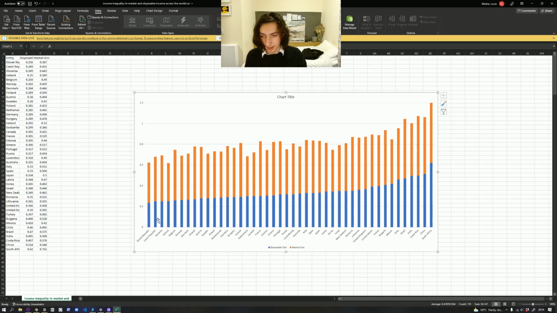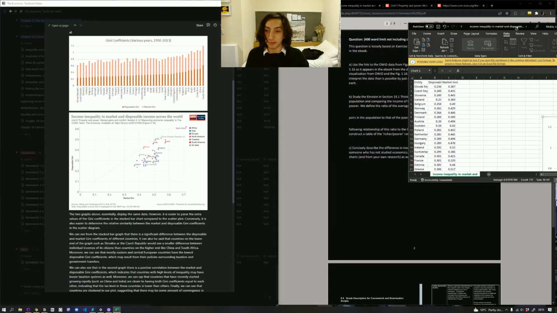If you look here, you can see that we've got mostly Eastern and Central European countries on the lower end. So you've got Slovakia, Czech Republic, Slovenia, Iceland, Belgium, Norway, Denmark, Finland, Austria, Sweden, Poland, Netherlands, Germany, Hungary, and then Ireland, Switzerland, and Canada break the trend. So it's mostly Eastern/Central European countries, which could indicate that they have taxation policies that benefit and make society more equal. So they have more taxation and redistribution policies than other countries might. That's what I'm getting from it.